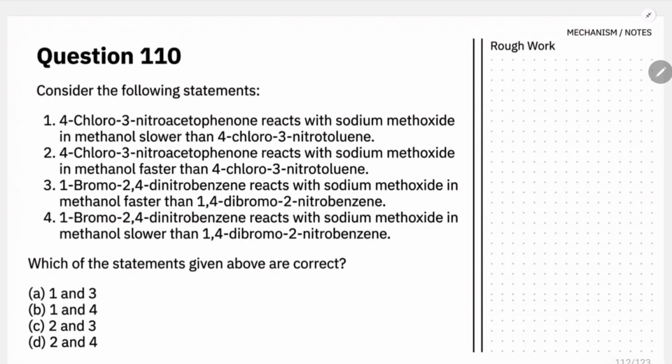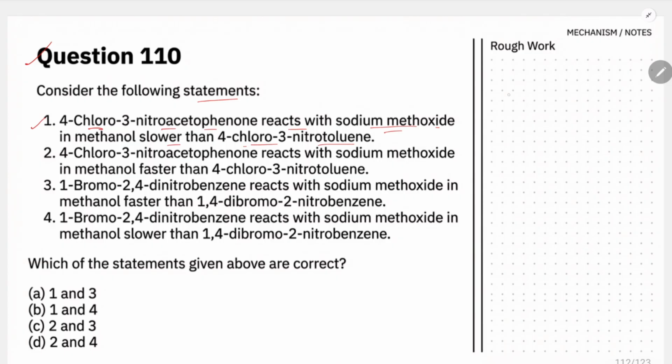In the next question, number 110, consider the following: 4-chloro-3-nitroacetophenone reacts with sodium methoxide in methanol slower than 4-chloro-3-nitrotoluene. So let's see what kind of reaction proceeds here. According to the first statement, 4-chloro-3-nitroacetophenone reacts with sodium methoxide in methanol slower than, let's say. So let's draw the structure.